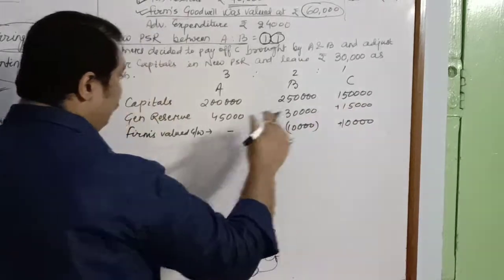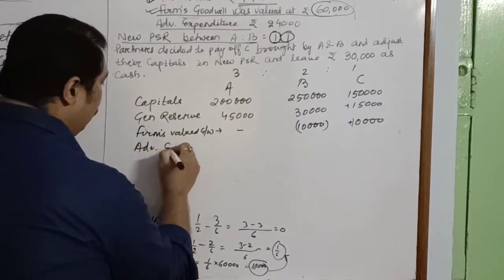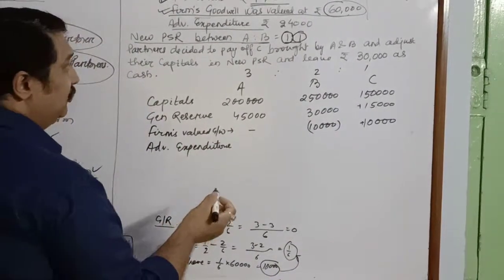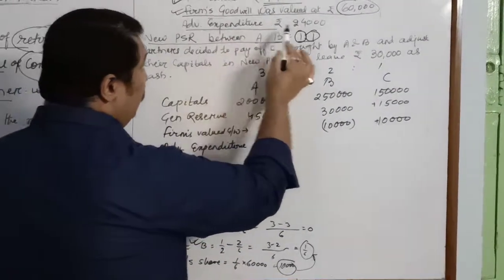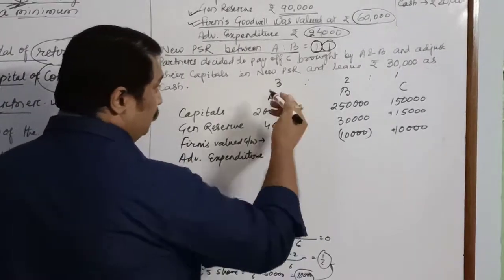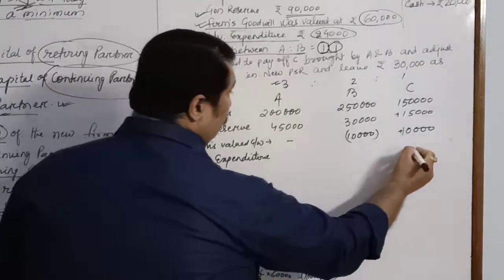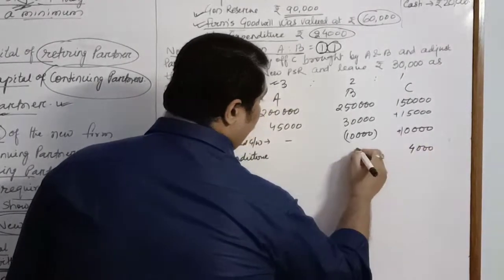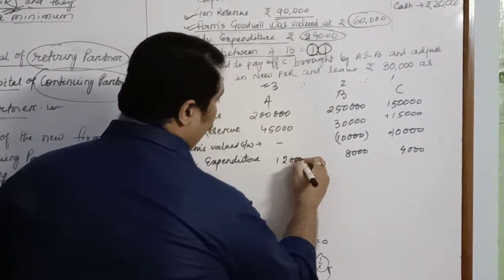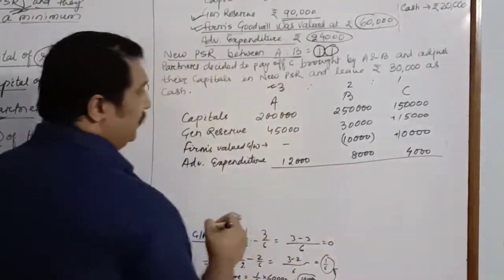and C will be getting 10,000 from B. Now the next one is there is an advertisement expenditure. You will subtract this also because this is a deferred revenue expenditure. It will be distributed in the old ratio. It is 24,000. So 24,000 to be divided in the old ratio 3:2:1. So it will be 12,000, 8,000 and 4,000. So this is how we have distributed everything. Now we will close it.